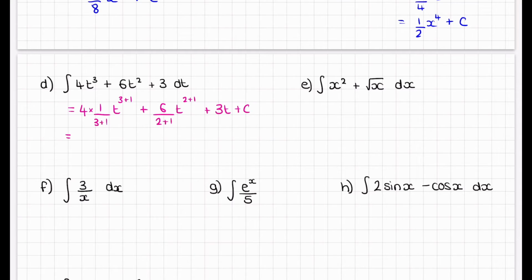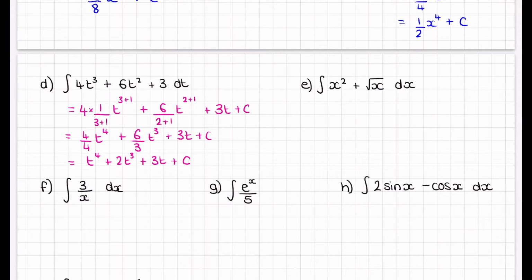Then we can simplify this. 4 over 4 t to the power of 4 plus 6 over 3 t cubed plus 3t plus c, which simplifies down to t to the power of 4 plus 2t cubed plus 3t plus c.